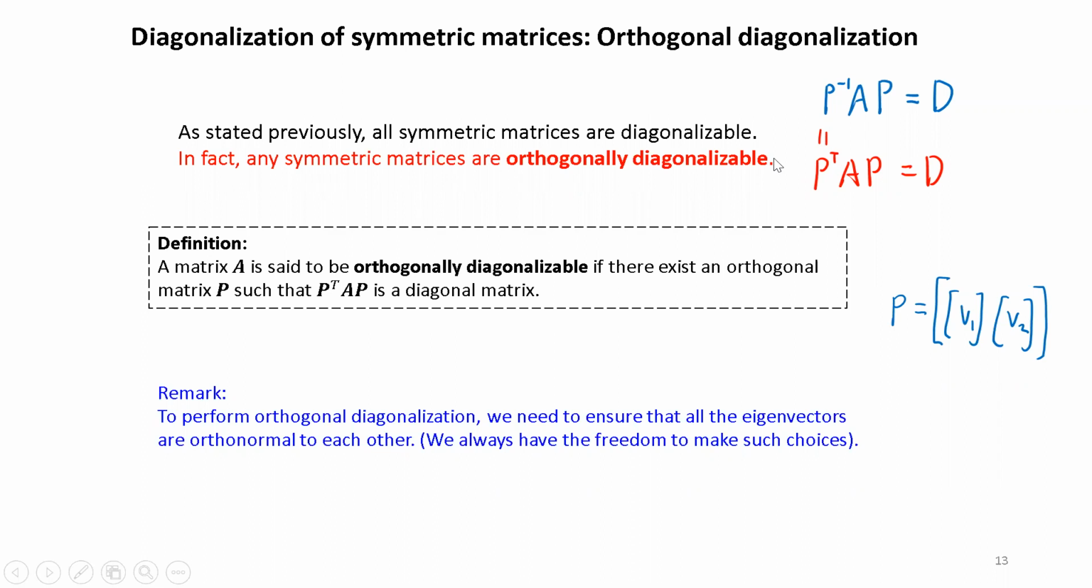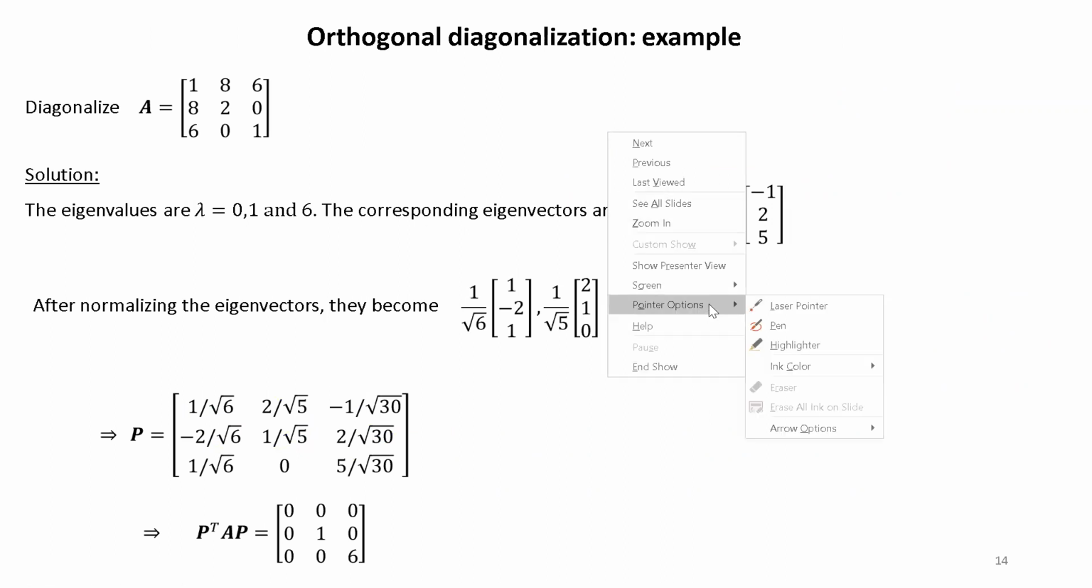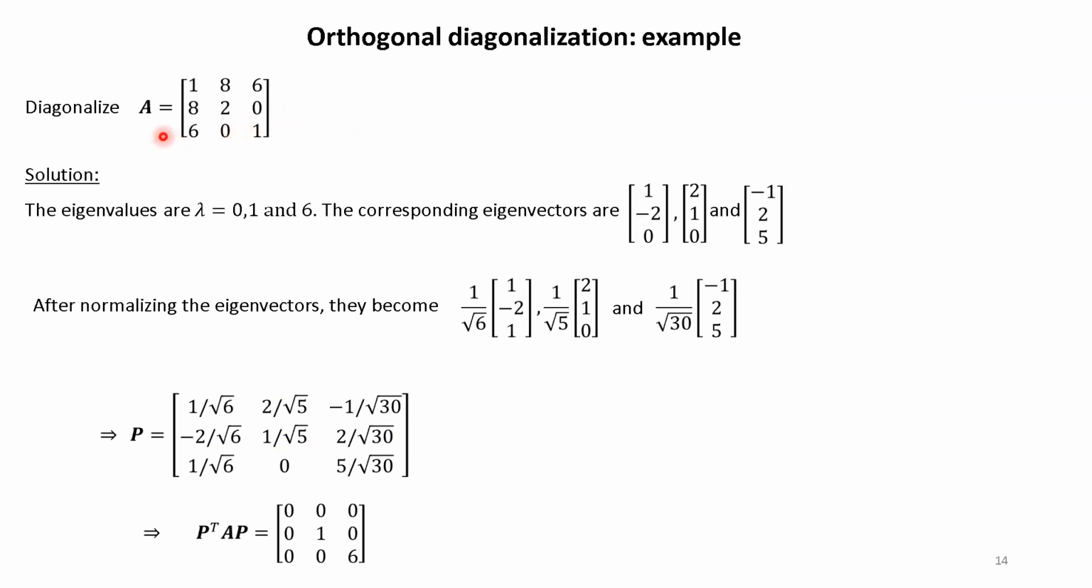So let's do two examples. I hope it will be clear. The first example is a symmetric matrix. You can see that this is a symmetric matrix. I have done the calculation already for this one, but the next one I'll leave to you to do by yourself. Just believe me that for this matrix the three eigenvalues are 0, 1, and 6, so three distinct eigenvalues.